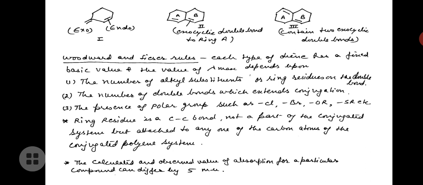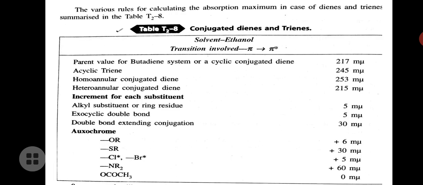Next is the number of double bonds, which extends conjugation. And third is the presence of polar groups such as Cl, Br, OR, SR, etc. The calculated and observed value of absorption for a particular compound can differ by 5 millimicron. Now here is a table showing the various rules for calculating the absorption maximum in case of dienes and trienes. So you can see the parent value of a butadiene system or an acyclic conjugated diene is 217 millimicron.